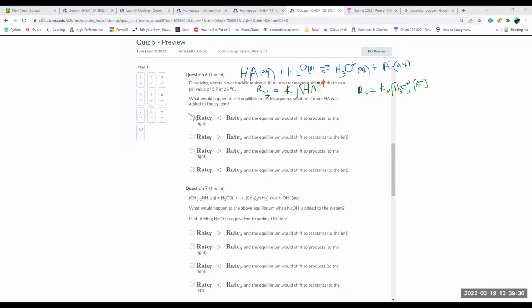Therefore, option A is out and option D is out, because we know the forward rate must be greater than the reverse rate. If we have a greater forward rate than the reverse rate, that means the forward reaction is going to occur more, producing more products. Therefore, the equilibrium should shift towards the products. The only answer that reflects that is option C: forward rate is greater than the reverse rate, and the equilibrium will shift towards the products. So the correct answer is C.